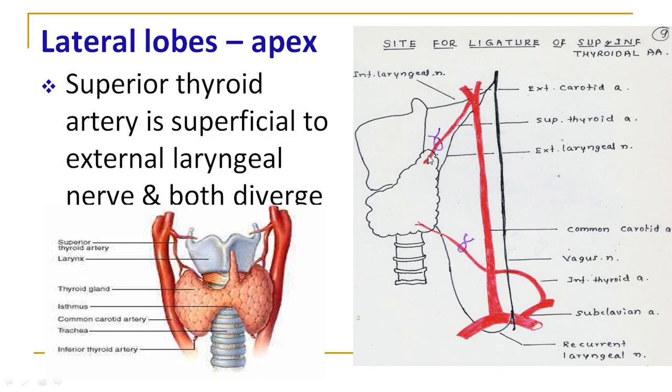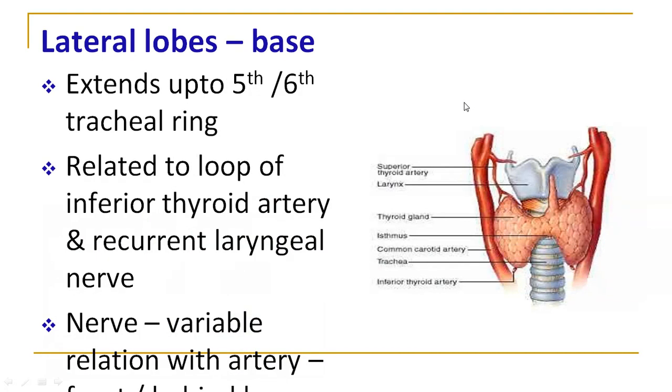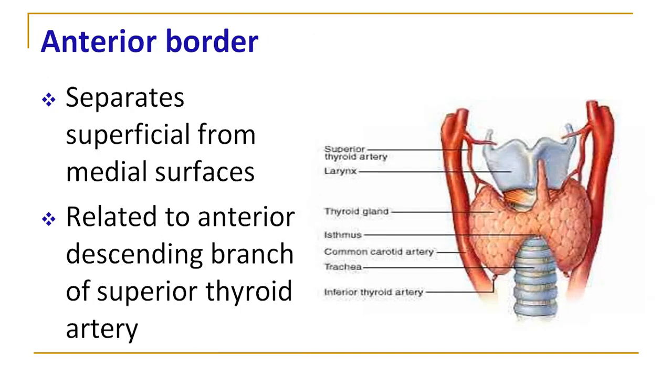To the apex comes one artery from above. It's called the superior thyroid artery. Once it reaches the apex, it splits up into anterior and posterior branches. The superior thyroid artery is a branch of the external carotid artery. Coming to the base, the base extends up to the 5th or 6th tracheal rings. It is related to the T1 vertebra. The base is broader, and we can see one artery on the base. It's the inferior thyroid artery, and one nerve will be there in the tracheoesophageal groove. It's called the recurrent laryngeal nerve. So that is the relation of the base.